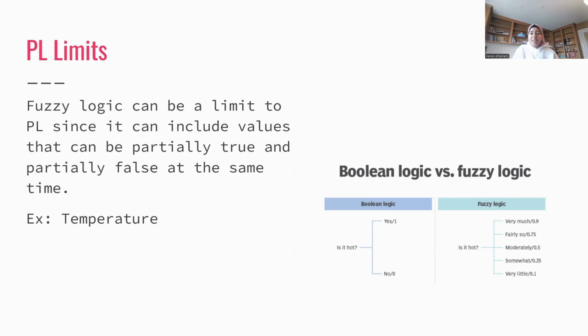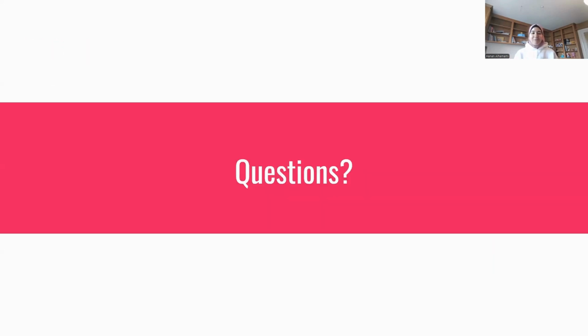Then we have a comparison of Boolean logic versus fuzzy logic. In Boolean logic, or even in PL, if you ask, is it hot? It either has to be a yes or a no, or true or false. But in fuzzy logic, you can include intermediate answers. You can say it's a little hot, or it's very hot, or something in between. And that's basically it. If you hit the next slide, I think, yeah, that's my presentation. Thank you.